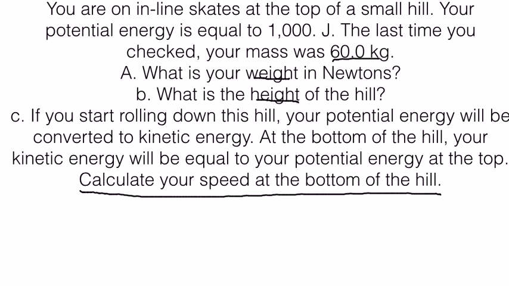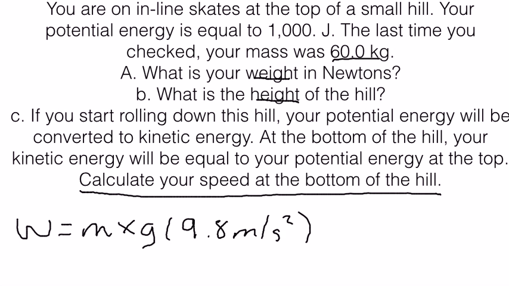The formula for weight is equal to mass times a gravitational constant. This gravitational constant on Earth is 9.8 meters per second squared. That number will vary depending on what planet you're on, but as long as we're talking about problems here, and it's assumed that there's no other planet mentioned, you're just going to assume that it's on Earth. And so the gravitational acceleration on Earth always is 9.8 meters per second squared.